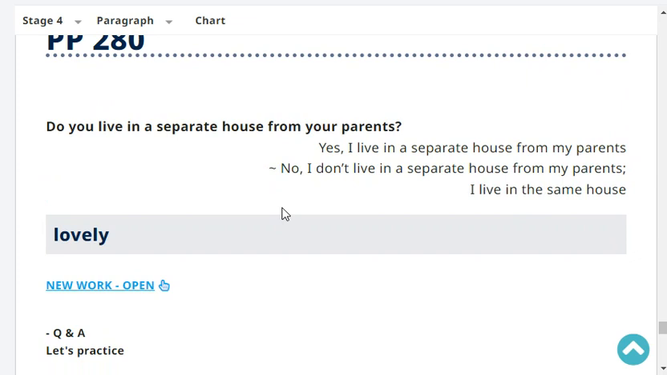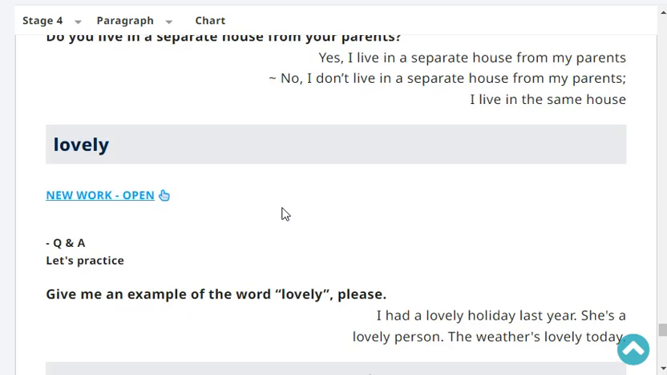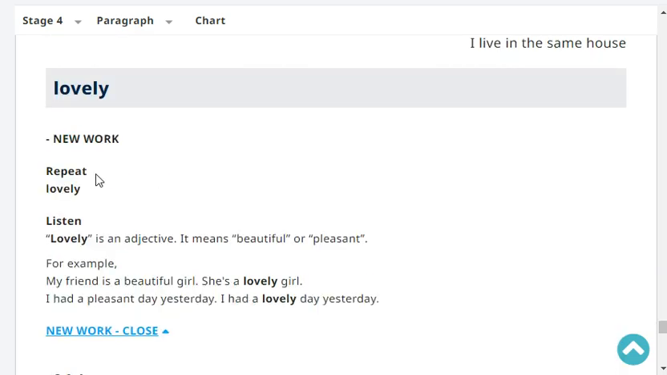Do you live in a separate house from your parents? Yes or no? Yes, I live in a separate house from my parents. Very good. Next, repeat. Lovely.